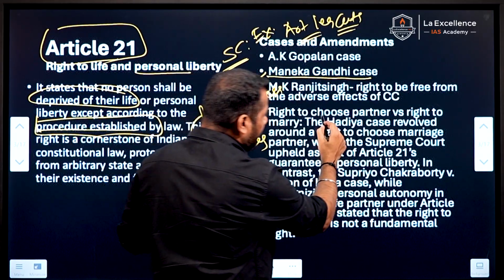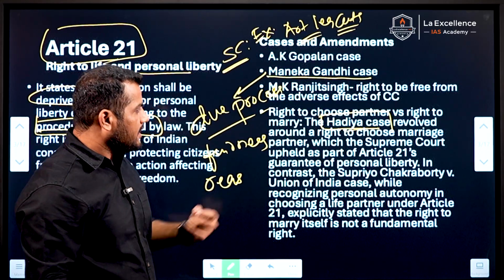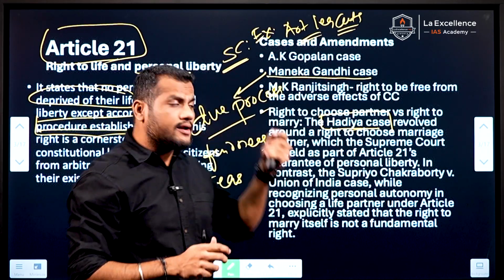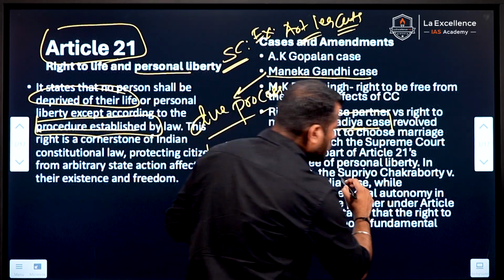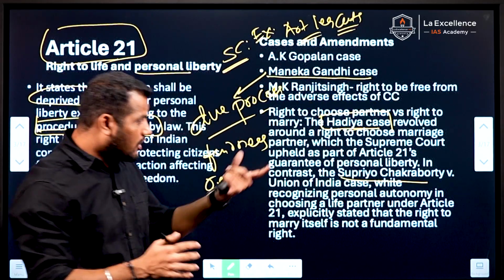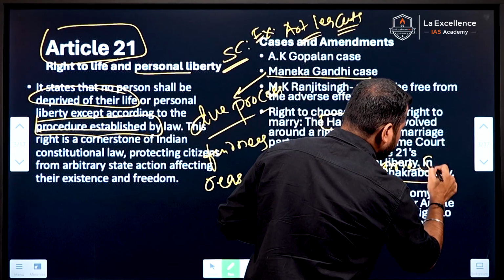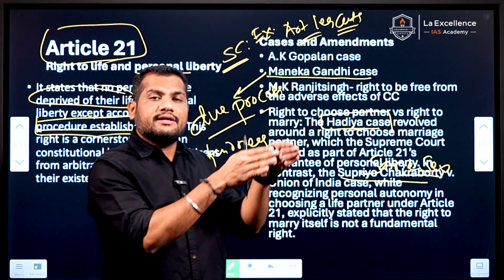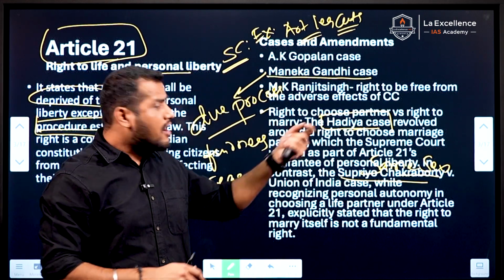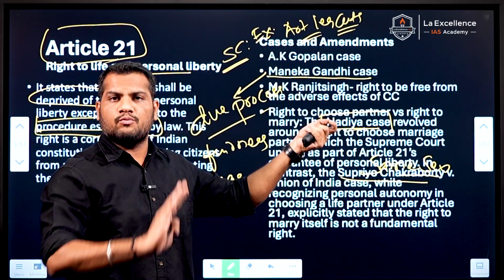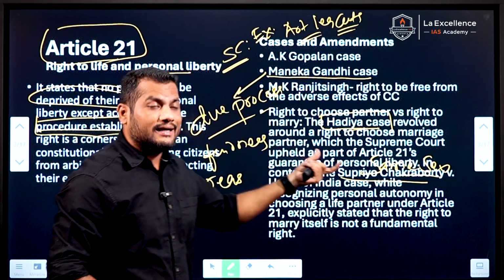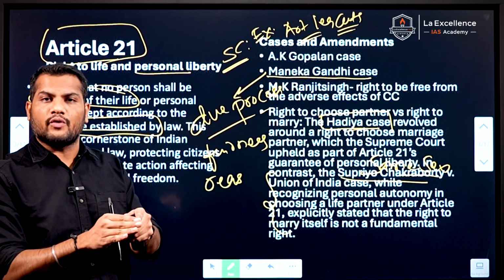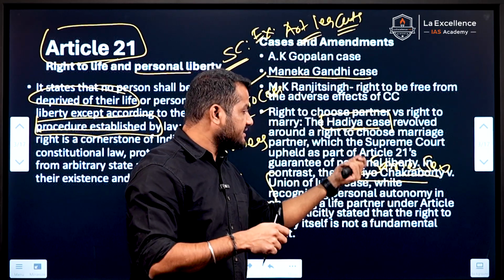Take for example, in the Hadiya case, the Supreme Court had said that the right to choose a marriage partner is a fundamental right. The right to choose religion is a fundamental right under Article 21. But in the Supriyo Chakravarti case in 2024, also called the same-sex marriage case, the Supreme Court said that the right to marry is not itself a fundamental right. You have the right to choose a partner to marry someone. That is a fundamental right under Article 21. But the right to marry itself is not a fundamental right. This was said by the Supreme Court in 2024.